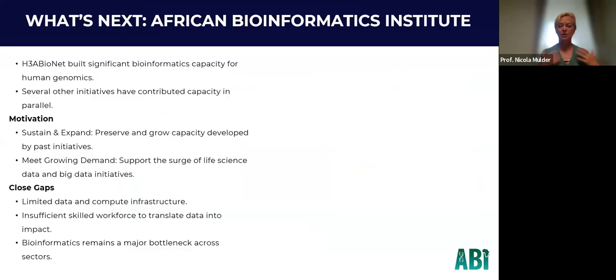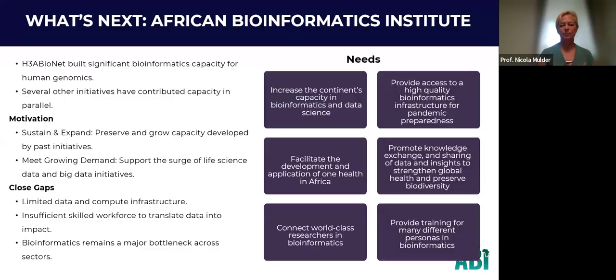It was because the data are just getting bigger and bigger. There's more and more data being generated in all different sectors, and we want to integrate data, so you don't only look at health, you look at climate and how that impacts health, images, etc. So we wanted to meet this growing demand for data, and we wanted to close the gaps in the limited computing infrastructure that we had. So we formed the African Bioinformatics Institute to address these needs.